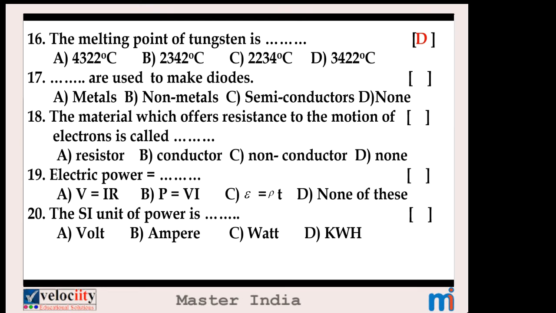17. Dash are used to make diodes. A, metals. B, non-metals. C, semiconductors. D, none. Correct answer is option C, semiconductors. So semiconductors are used to make diodes.